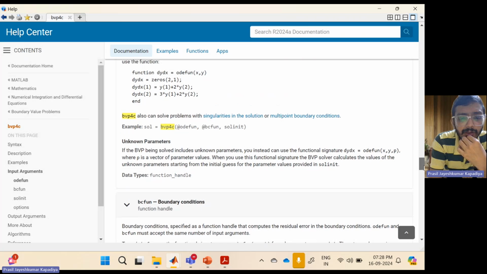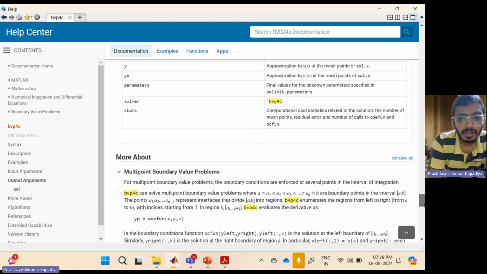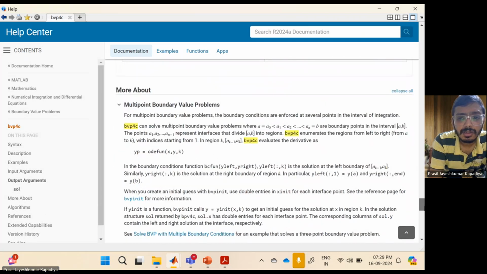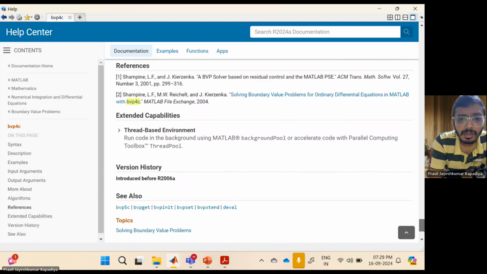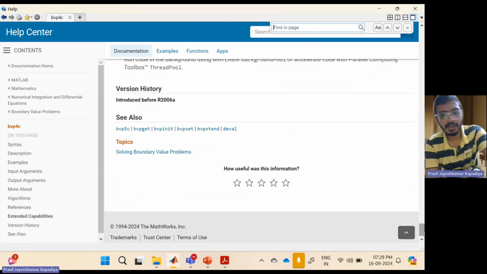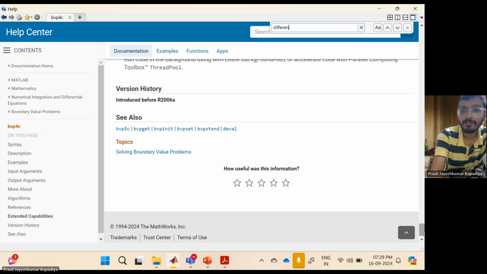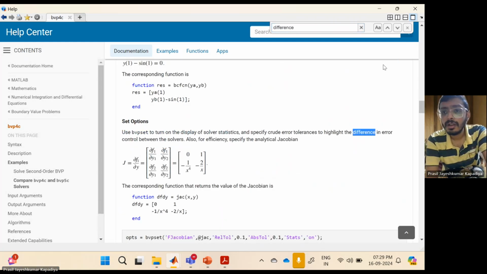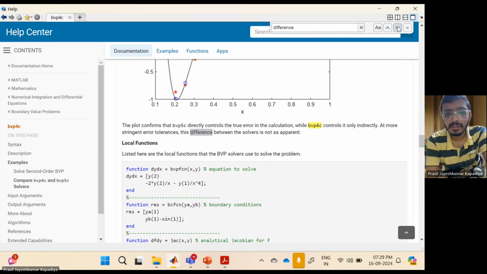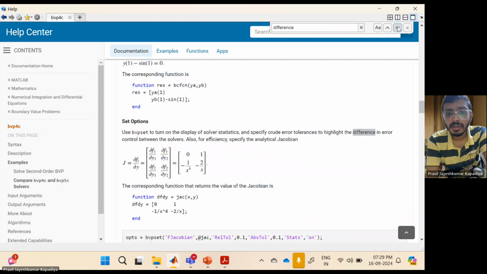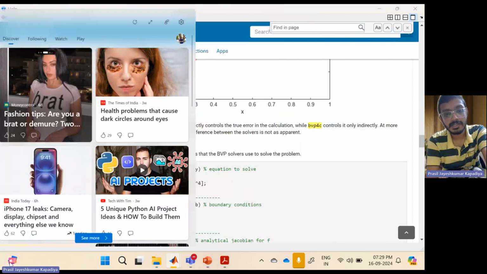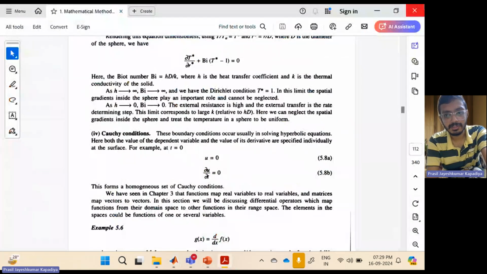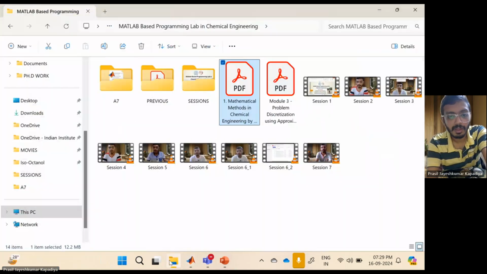They have not specified. Wait, let me check the difference. This thing. No, it is not specified, but the answer is the finite difference method. So let's try to understand what finite difference is. Okay.